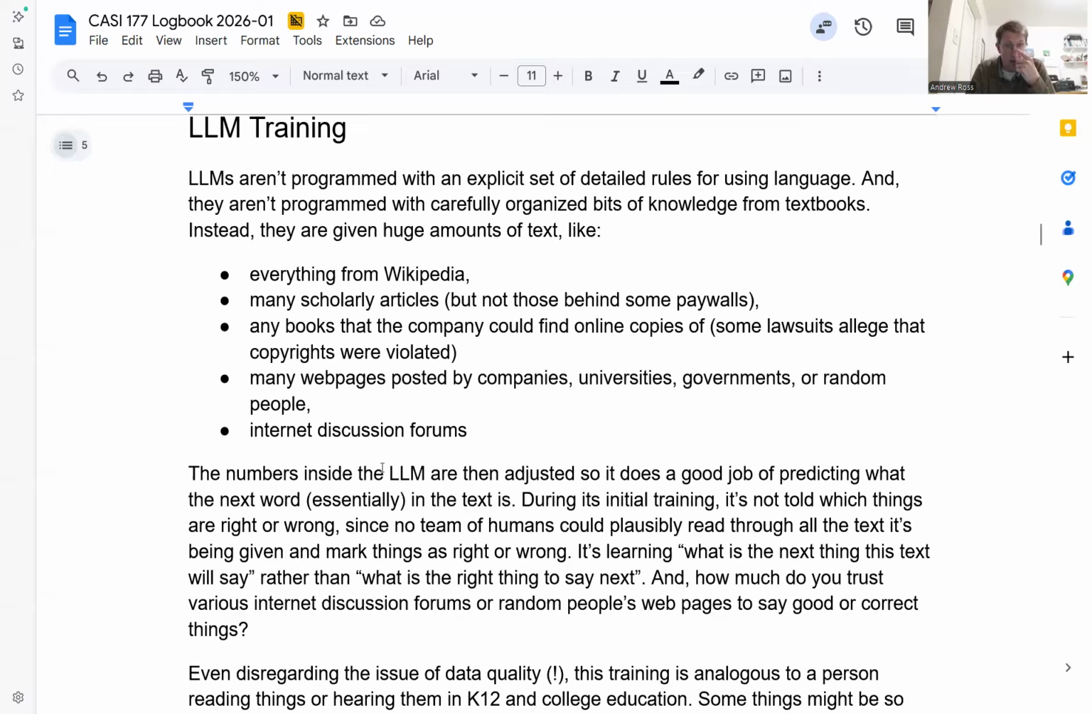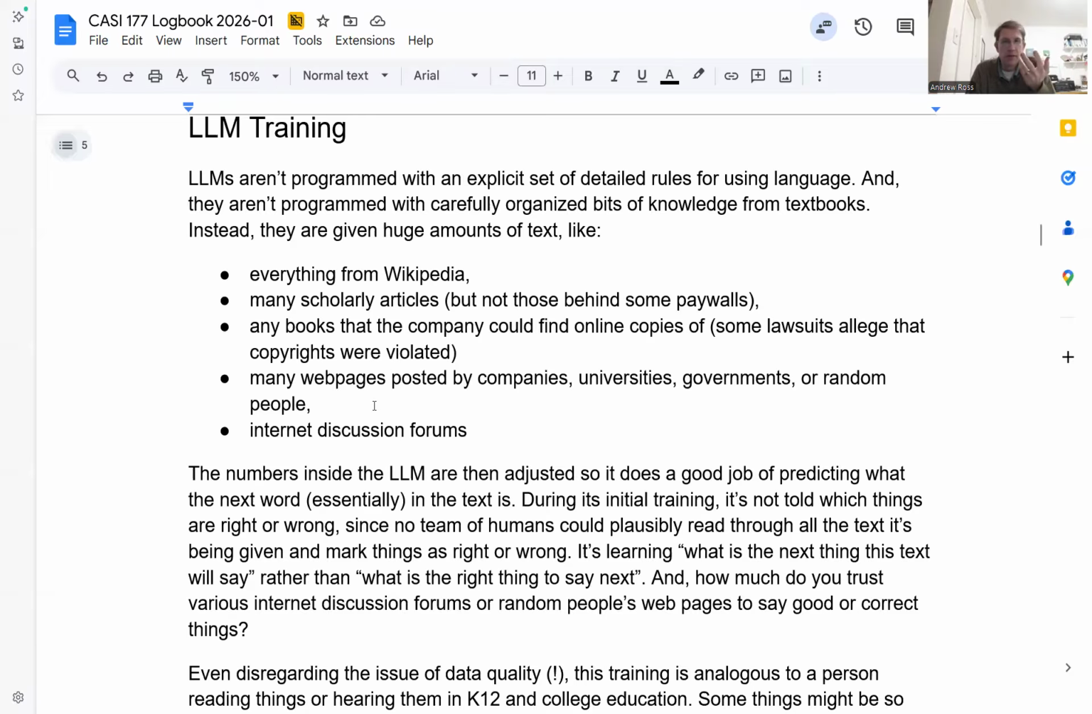And then the numbers inside the LLM are adjusted so it does a good job of predicting basically what the next word is in a sentence. So it'll give it like half a sentence and ask it to predict the next word. Maybe it'll give almost the whole sentence, but one word missing in the middle, for example. During that initial training, it's not really told what's right or wrong. So if someone made a wrong claim on Wikipedia, it's still trying to learn to predict the next word, even though that sentence might be wrong.